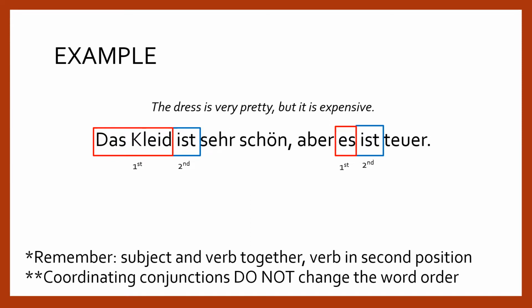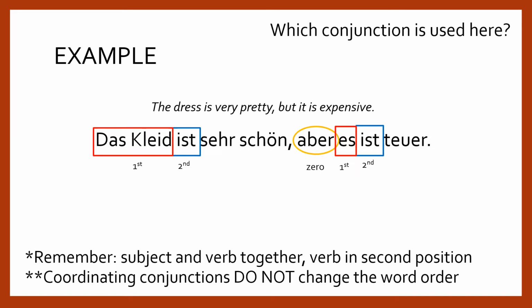Coordinating conjunctions do not change the word order. So which conjunction is used here? We have aber. Think of coordinating conjunctions as being in that 0 position. They do not affect the sentence structure because they're outside of that first, second, third position. Let's look at a couple other examples here.